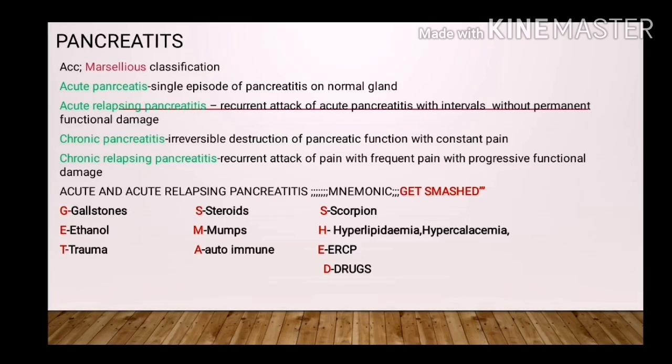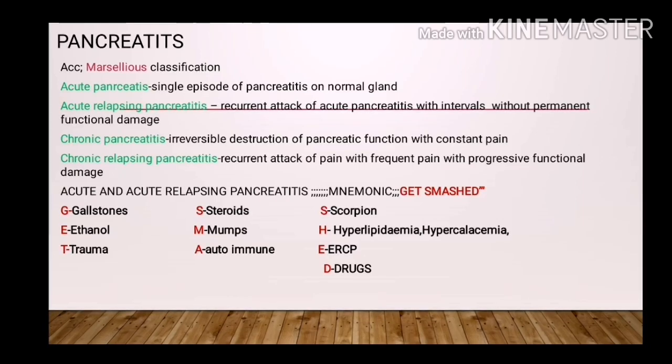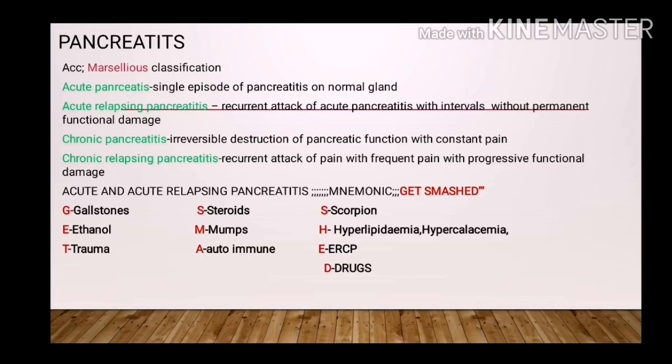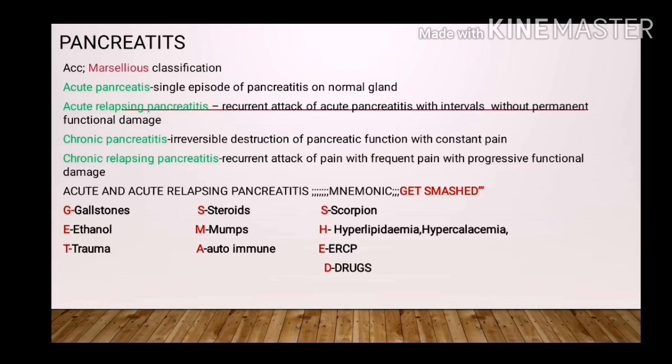Acute relapsing pancreatitis: recurrent attacks of acute pancreatitis with intervals, without permanent functional damage. Chronic pancreatitis: irreversible destruction of pancreatic function with constant pain. Chronic relapsing pancreatitis: recurrent attacks with frequent pain and progressive functional damage.